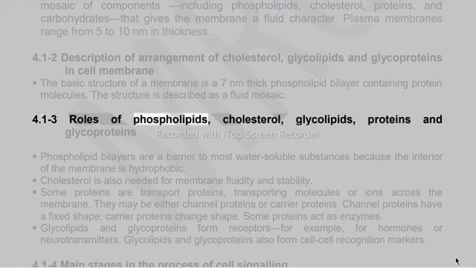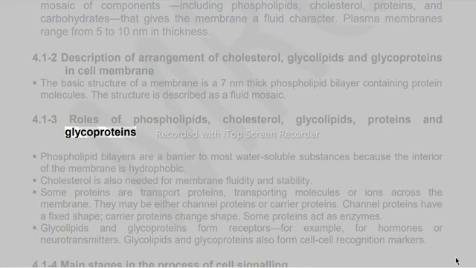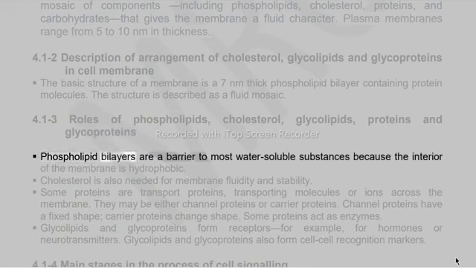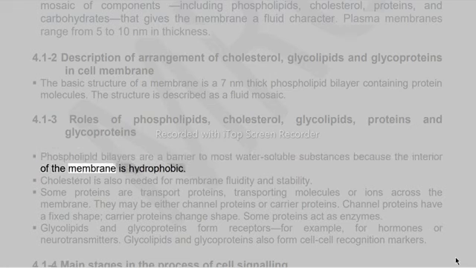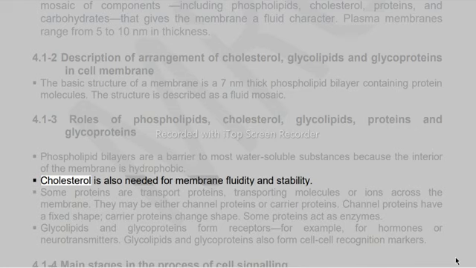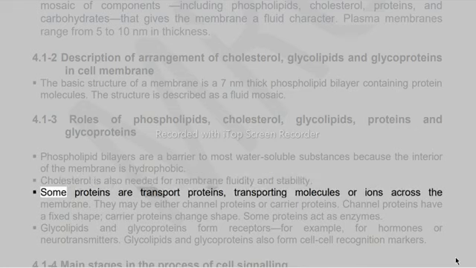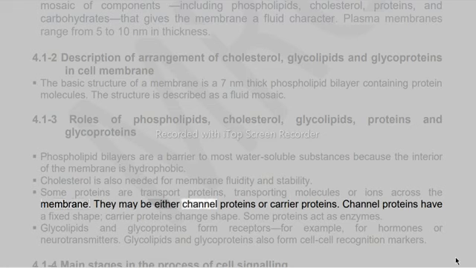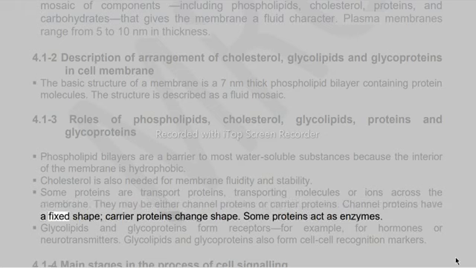4.1-3 Roles of phospholipids, cholesterol, glycolipids, proteins, and glycoproteins. Phospholipid bilayers are a barrier to most water-soluble substances because the interior of the membrane is hydrophobic. Cholesterol is also needed for membrane fluidity and stability. Some proteins are transport proteins, transporting molecules or ions across the membrane. They may be either channel proteins or carrier proteins. Channel proteins have a fixed shape, carrier proteins change shape.